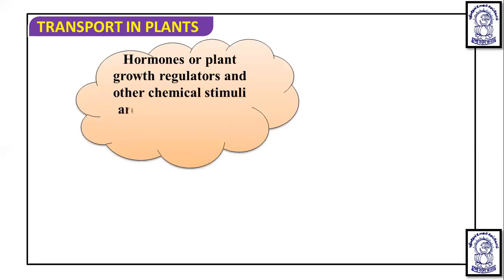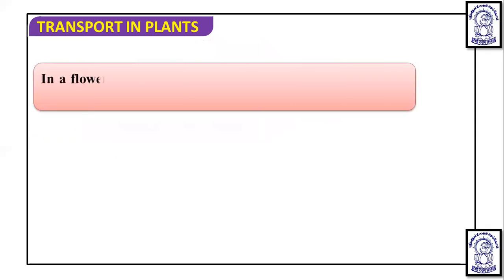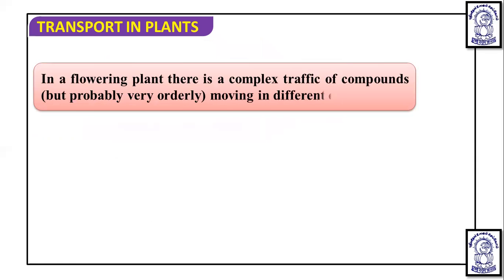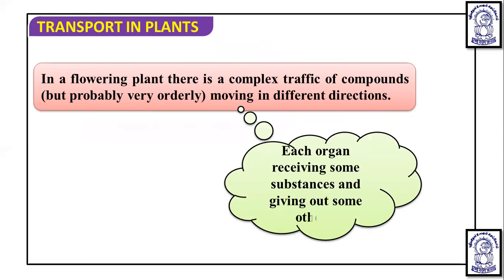Hormones and plant growth regulators are also there. Other chemical stimuli are also there, and all are transported, though in very small amounts. So in the flowering plant, we call in angiosperm, as we have discussed, the complex traffic of compounds is probably moving in different directions, but it is orderly. Each organ receives something and each organ gives out something.